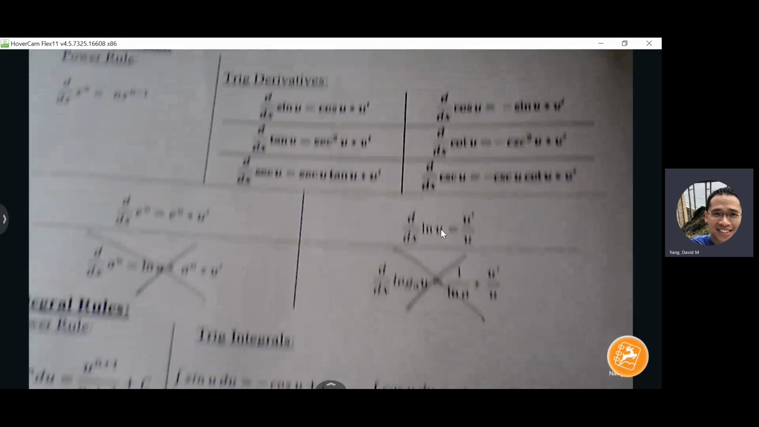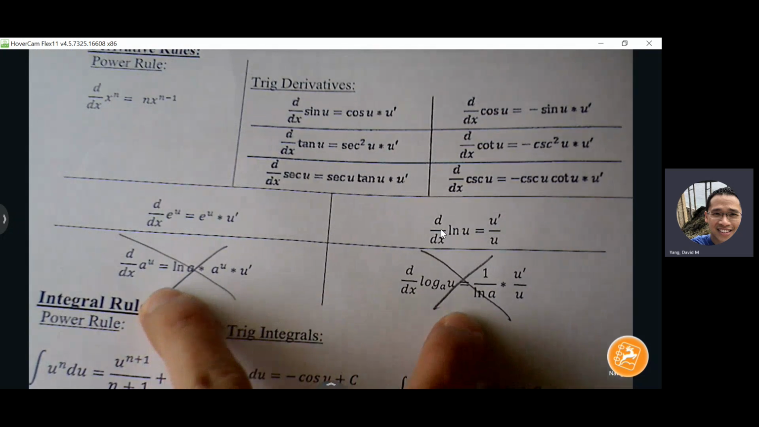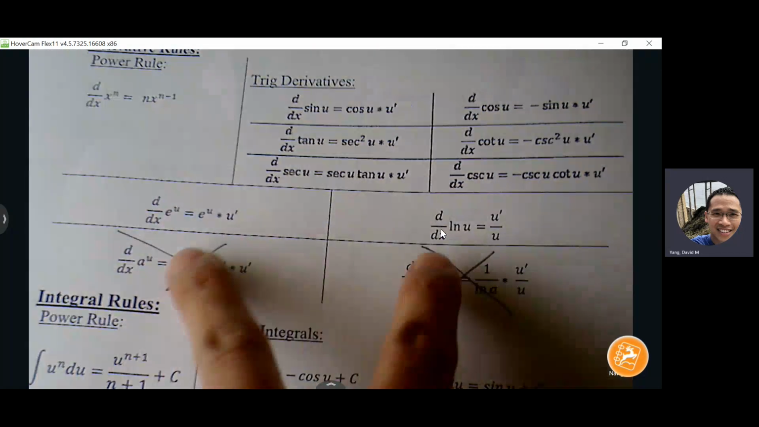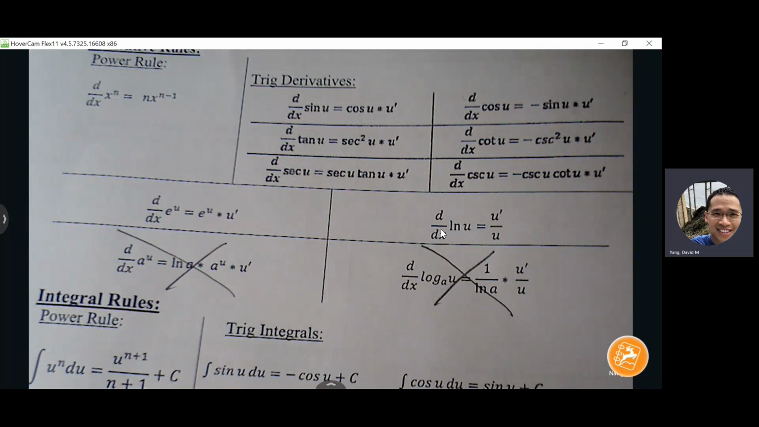So you don't have to worry about the derivative of a to the u or log base a of u. But you know the original 6 trig derivatives, e to the u, and natural log of u. Those we need to know.